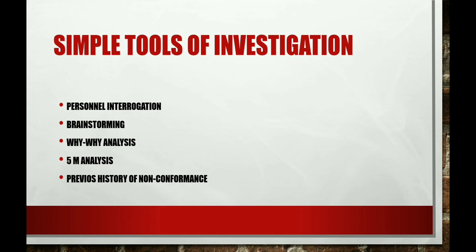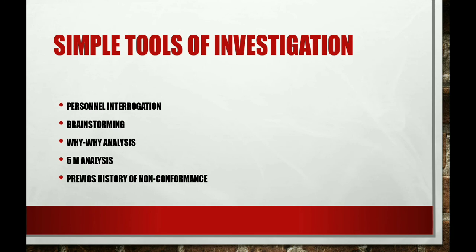Next one is the materials. In the material, raw material, packaging material, or semi finished materials might have contributed to the non-conformance. Here we evaluate the materials. Milieu, like the environmental factors, the temperature, RH, can also lead to deviations or OOT results or out of specification results. So milieu, that also we evaluate in the 5M investigation tool. So these are the basic simple investigation tools.